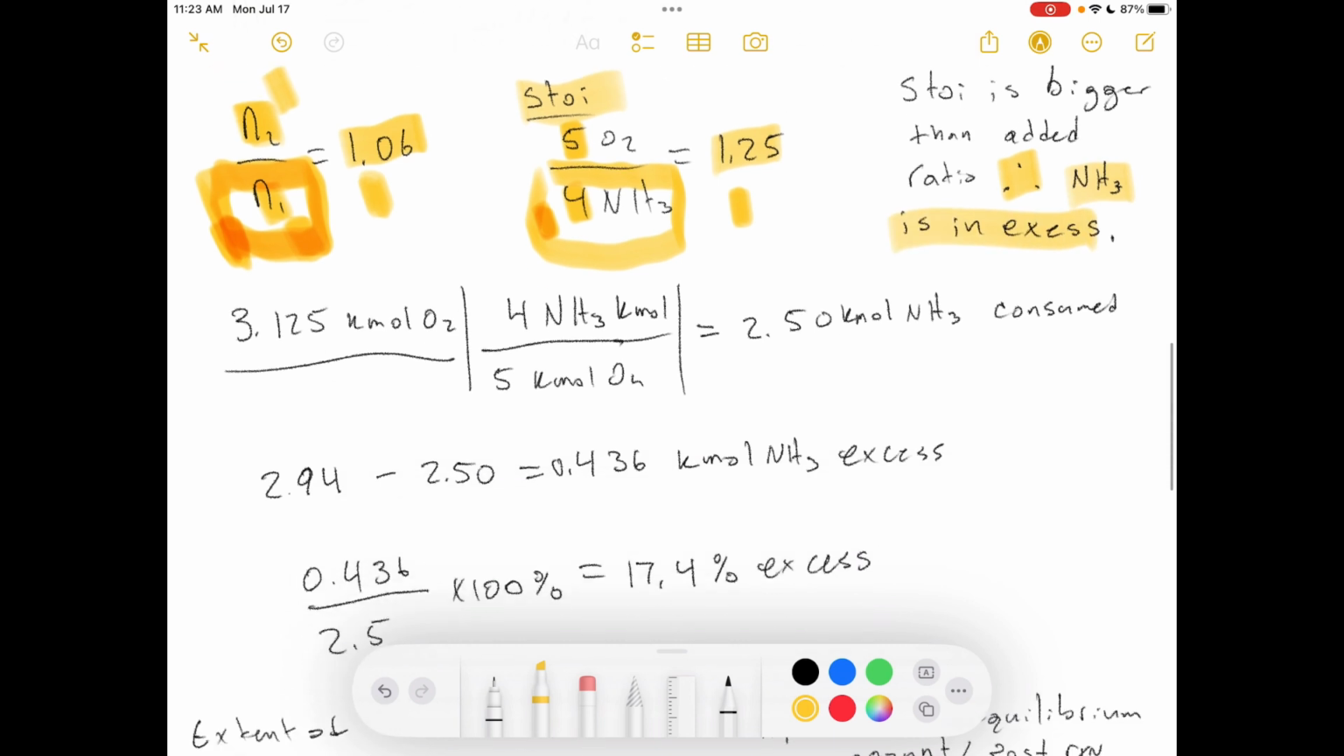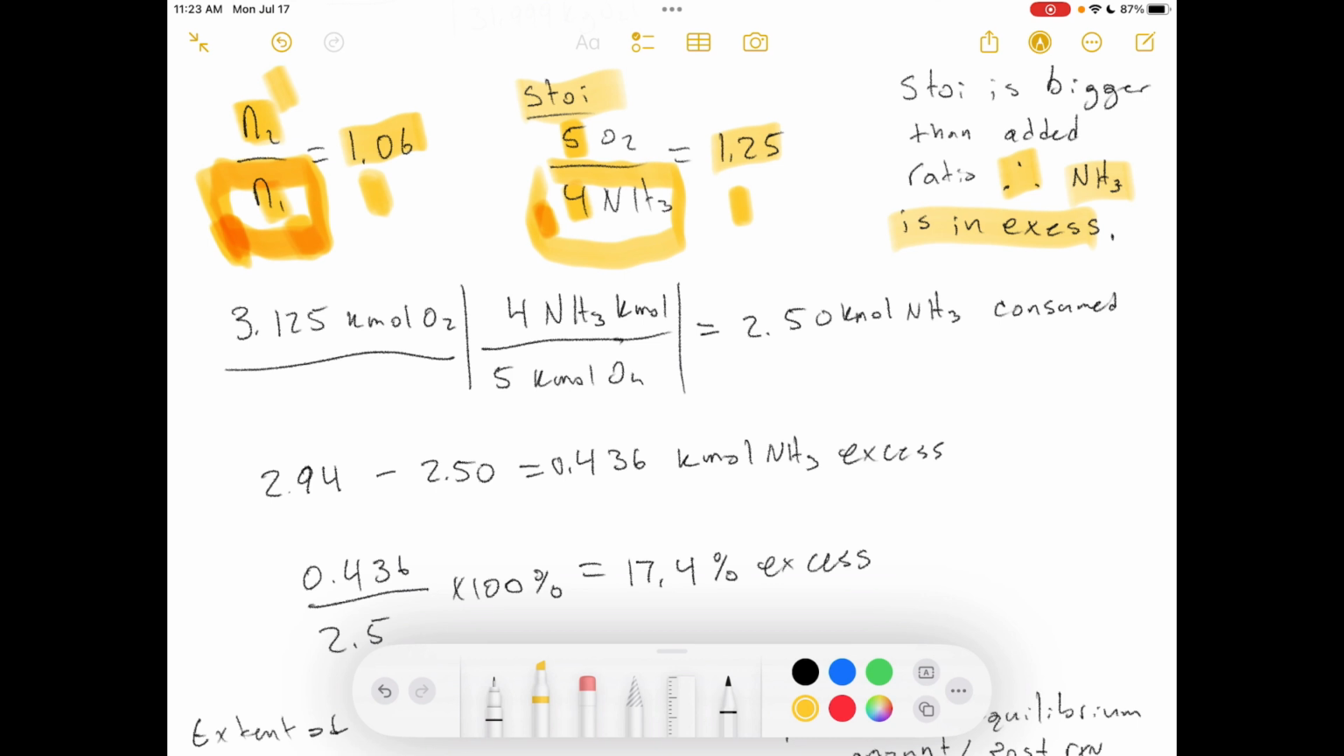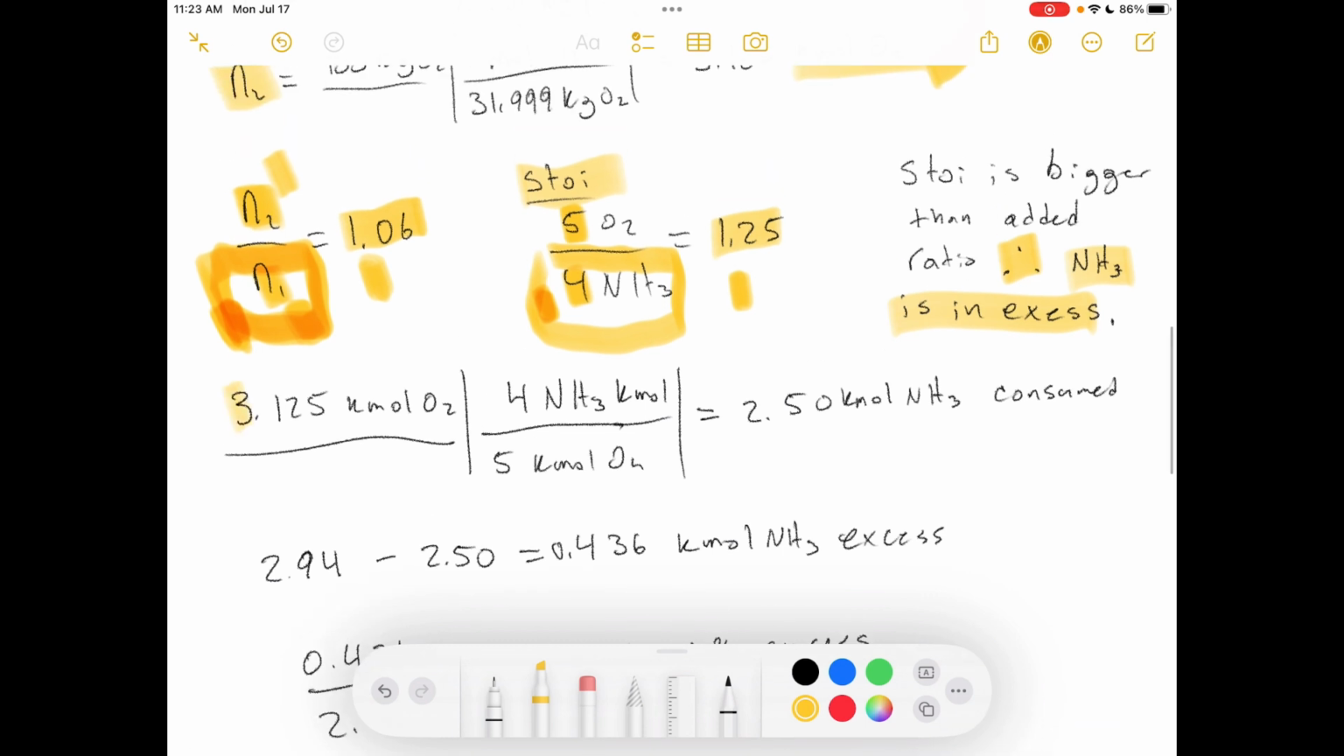Okay, so in this part I'm saying, okay, if ammonia is in excess, we need to answer how much in excess it is. Starting with the limiting reagent, which we now know is oxygen, we would calculate how much ammonia that corresponds to. How much ammonia is going to react with all this oxygen? Well, we divide that by 5 and multiply it by 4, because for every 5 oxygens, we get 4 ammonias. So 2.5 kilomoles of ammonia is consumed in this reaction.